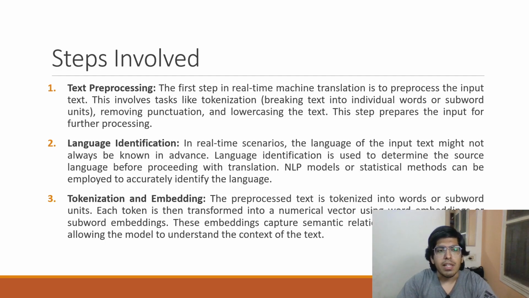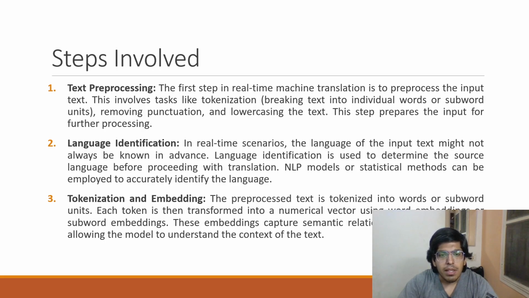The first step is text preprocessing. The first step involves preprocessing the input text. This involves tasks like tokenization, removing punctuation, and lowercasing the text. This step prepares the input for further processing.